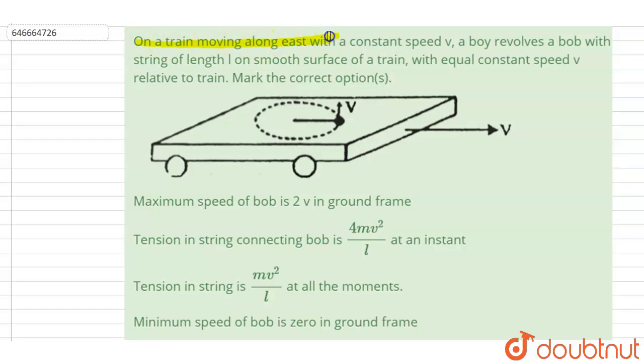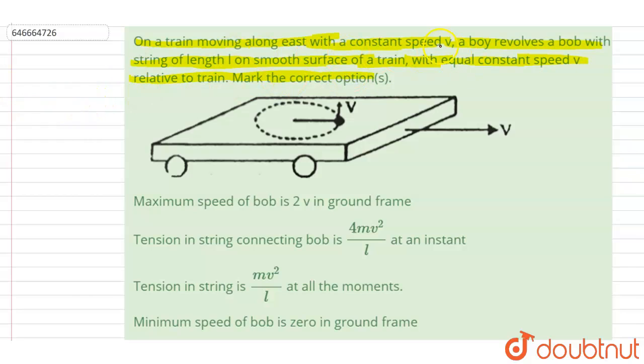Hello everyone. On a train moving along east with a speed v, a boy revolves a bob with a string of length L on a smooth surface of the train with an equal speed v, relative to the train. Mark the correct option.